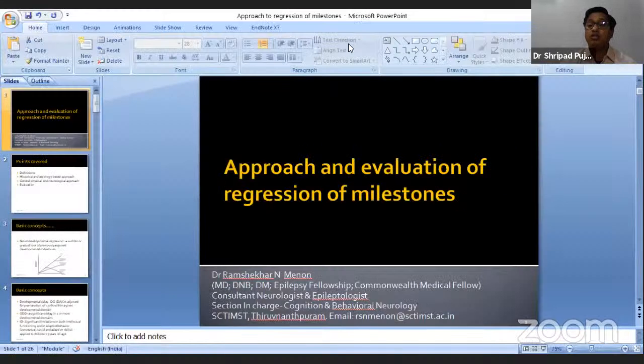Let's move on to our second lecture for the day, which is on approach and evaluation to regression of milestones. And it's by Dr. Ramshekhar Menon, who is a consultant neurologist, epileptologist, and in charge of behavioral neurology at Sri Chitra. So I welcome him and I request him to.